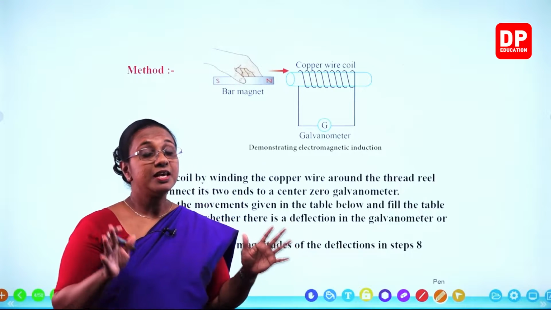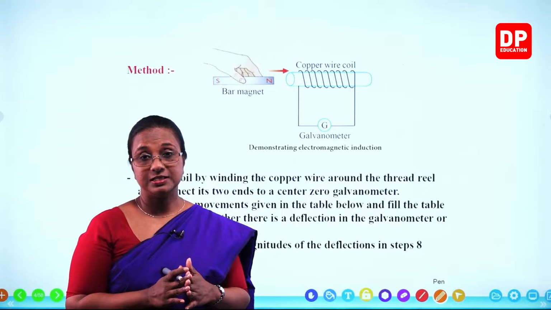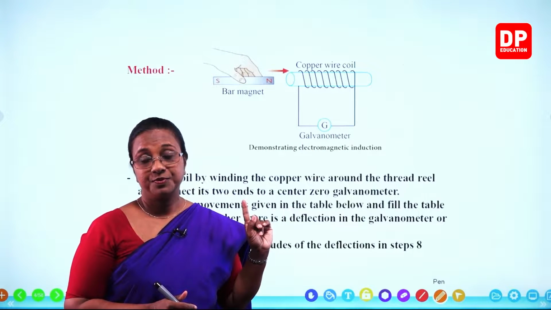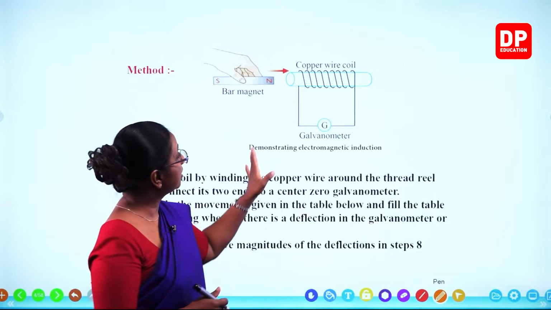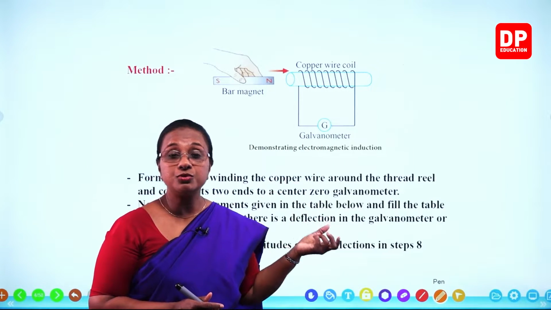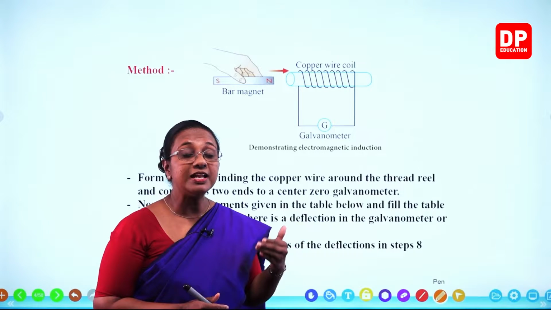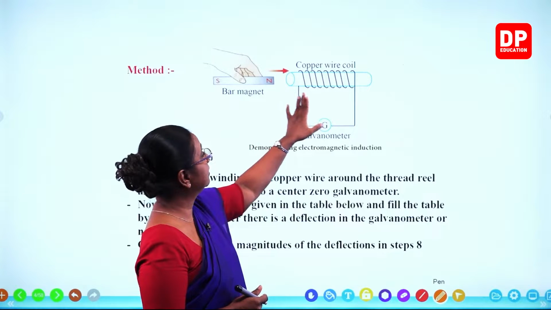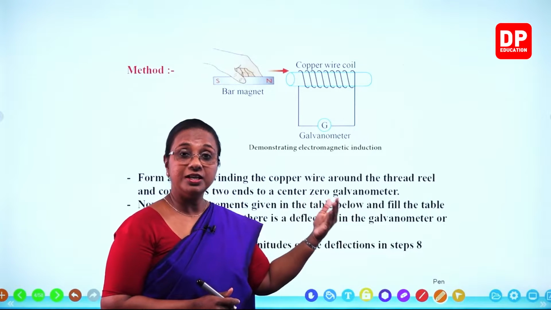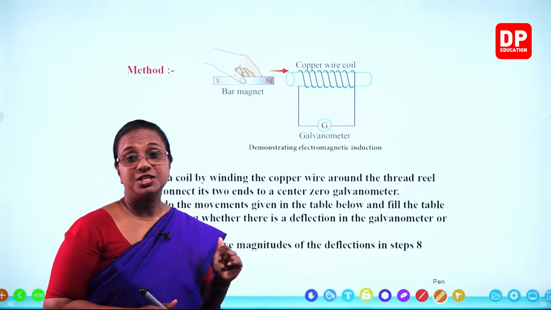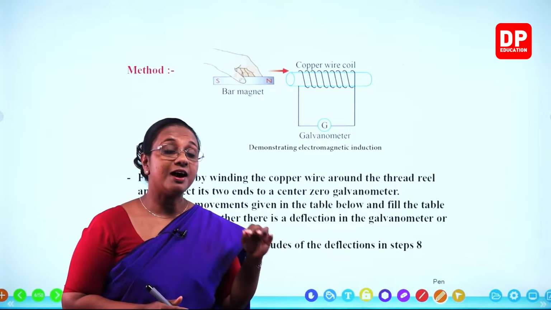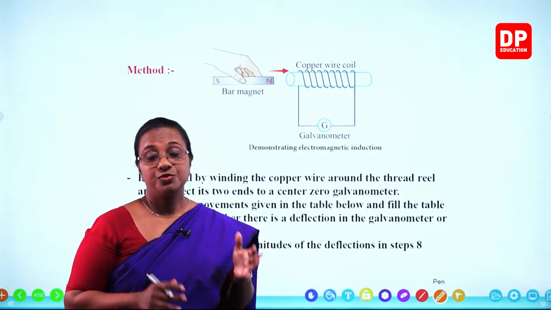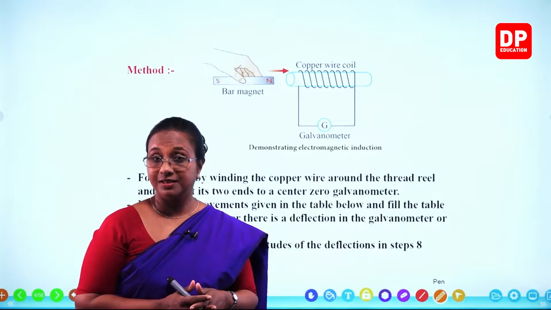Now you all know, students, if there is a deflection in the galvanometer, that means there is current flowing through this conductor. Now there is no power source, no source to supply electricity or provide electromotive force. So when we move this magnet near or into the coil, if there is deflection in the galvanometer, there has been electromotive force generated. That is what we can understand from this activity.